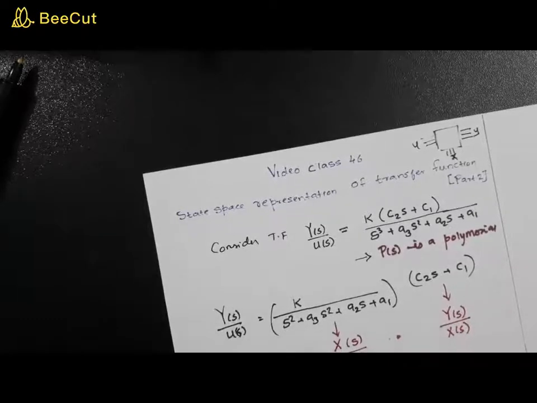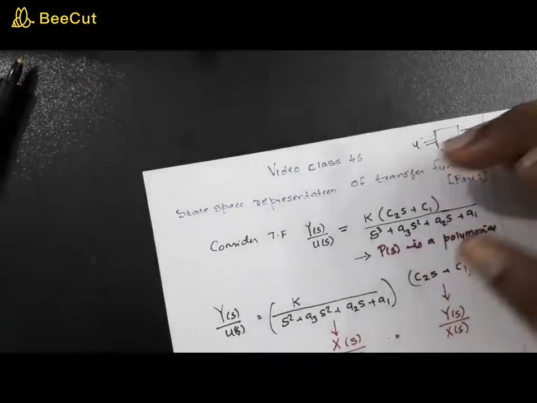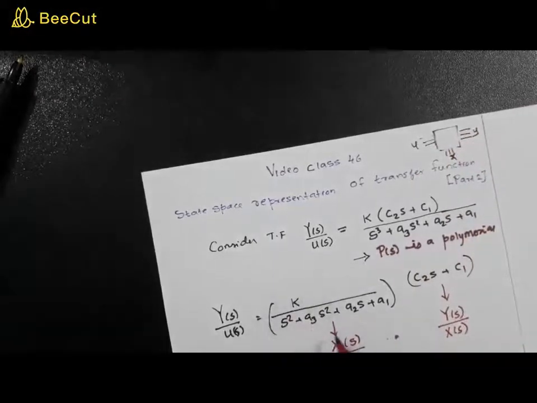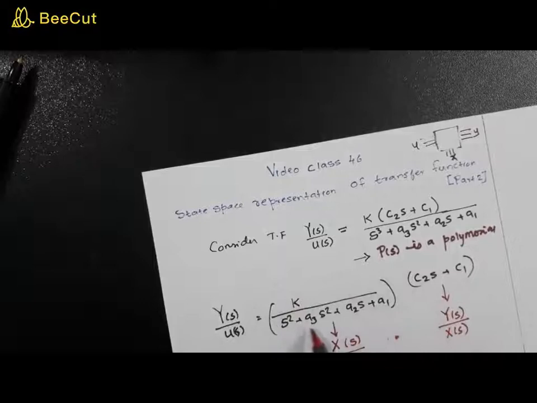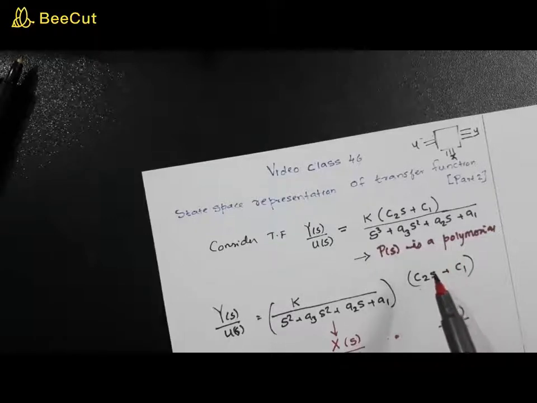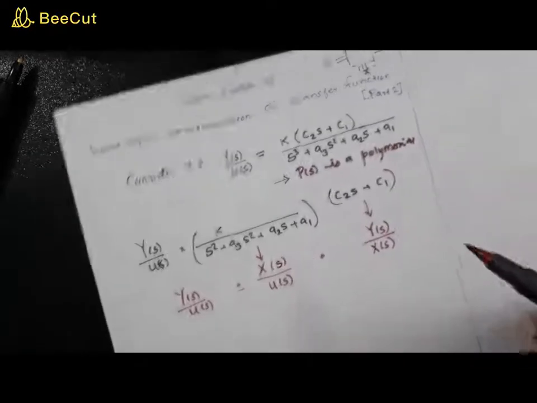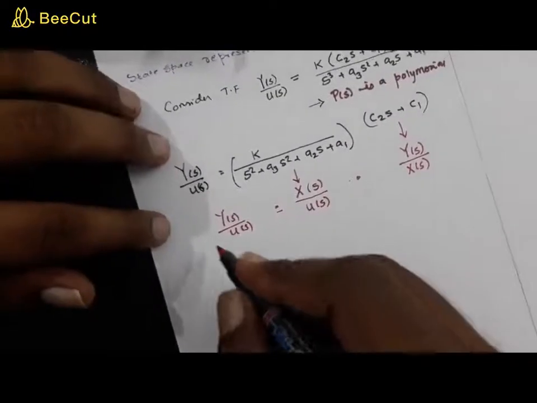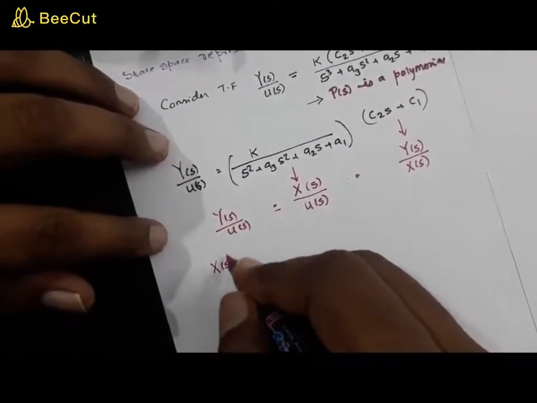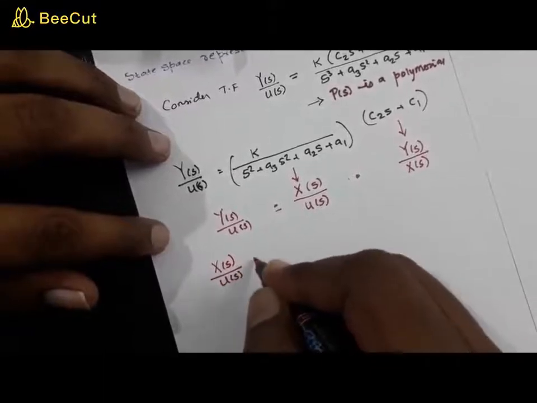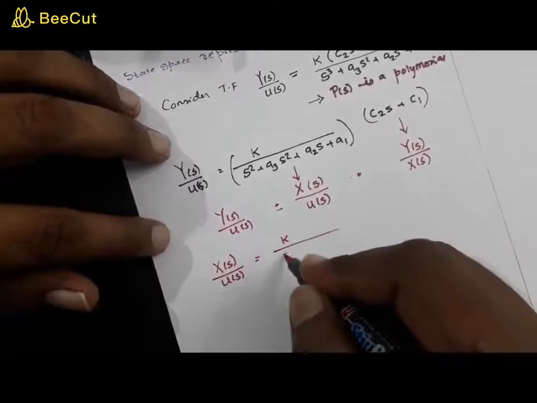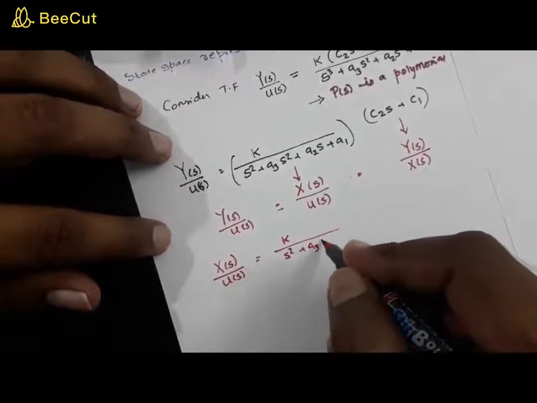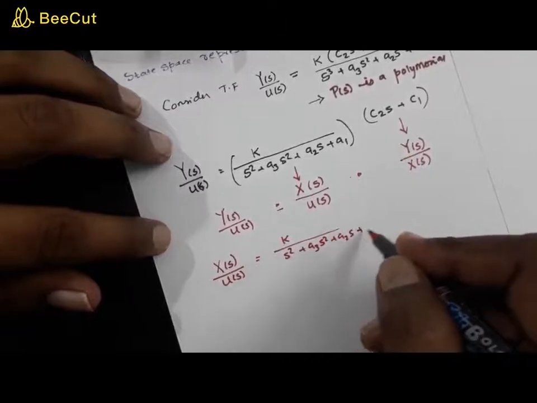So the idea is to break up the given transfer function in such a way that we have a transfer function with a constant p of s, and the transfer function with the polynomial is separated like this, calling this x of s by u of s, and this y of s by x of s. Okay, now you need to do like this. Say consider this x of s to u of s as k by s cube plus a3 s square plus a2 s plus a1.